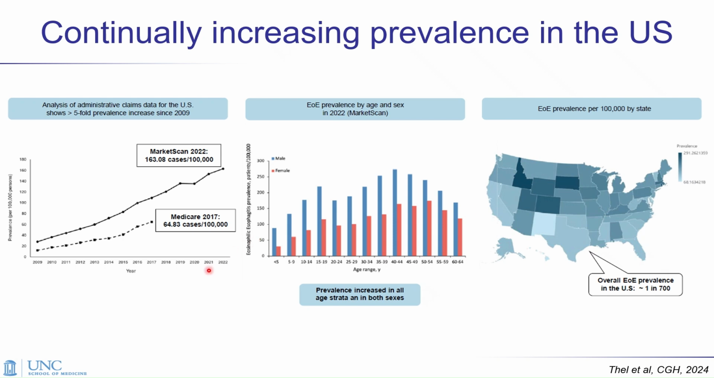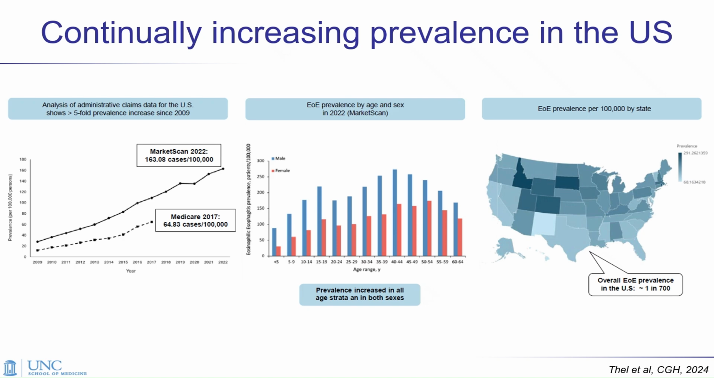Who's getting it? Well, as I mentioned before, if you look on this axis, this is age going from less than 5 all the way up to almost 65. Anybody can get EoE. There does seem to be a little spike in the late teenage years and at about 35 to 45. And you can also see that males are more likely to have EoE than females. This is something that's been shown many times before.